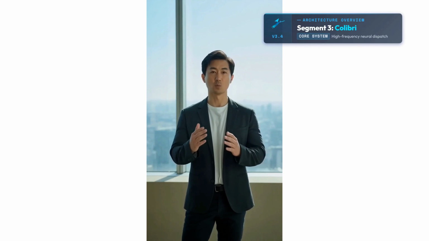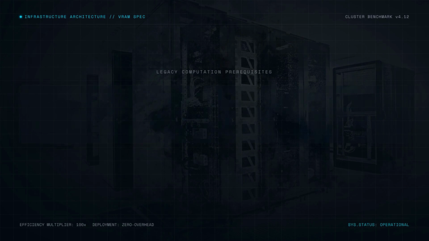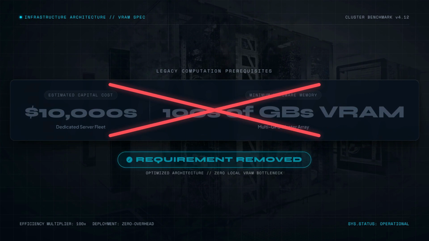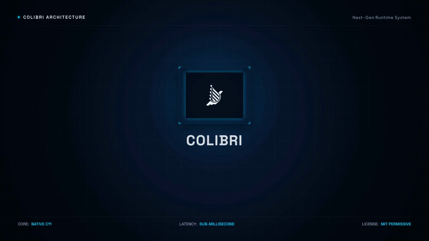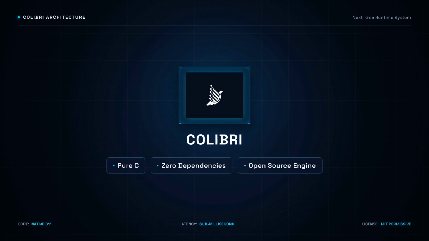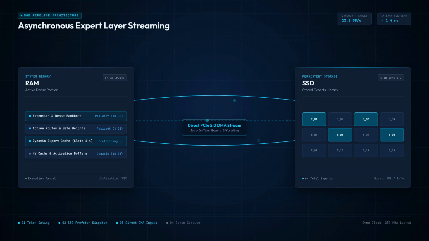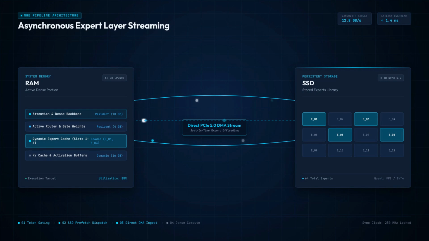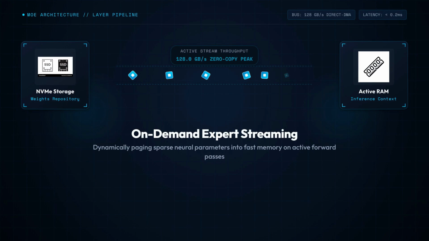Here's where things get genuinely wild. Normally, a model the size of GLM-5.2 needs a cluster of enterprise GPUs and hundreds of gigabytes of VRAM just to load, the kind of setup that costs tens of thousands of dollars. Colibri is an open-source inference engine, not a model itself, written in pure C with zero external dependencies. Instead of trying to cram the entire model into memory, it keeps only the small, always active, dense portion of GLM-5.2 in RAM, and streams the rest of the model's experts off your SSD exactly when they're needed.